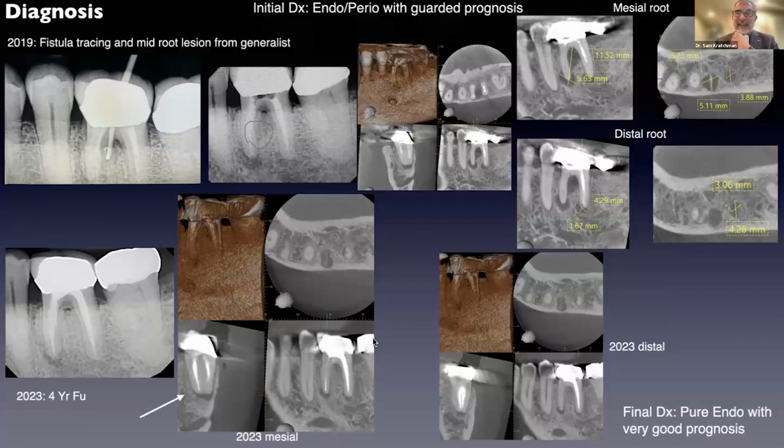Now, yes, there still is a small lesion on the mesial root, but it got smaller since 2019. Distal root insignificant. I'm not about to go in there, but for now, I'm not doing anything, right? He's not symptomatic. And look at the amount of healing from just doing root canal. So what this tells me is that my initial diagnosis was incorrect. The true diagnosis, my final diagnosis, pure endo with a very good prognosis, whereas in 2019, I had endoperio with a guarded prognosis to it.